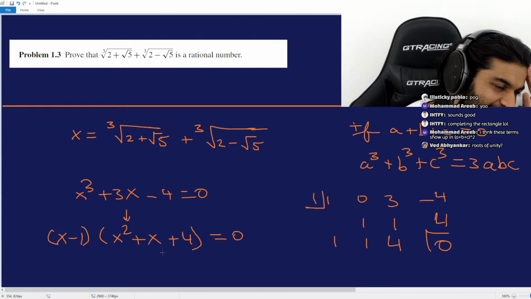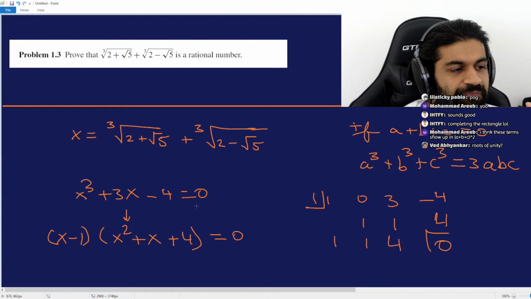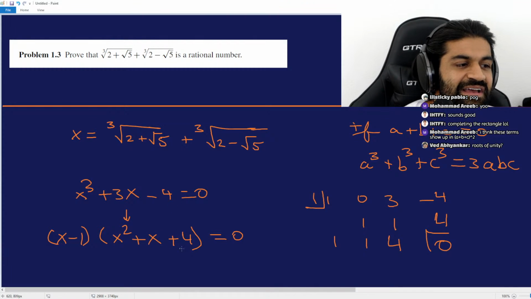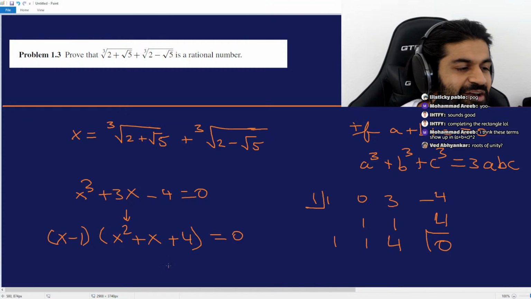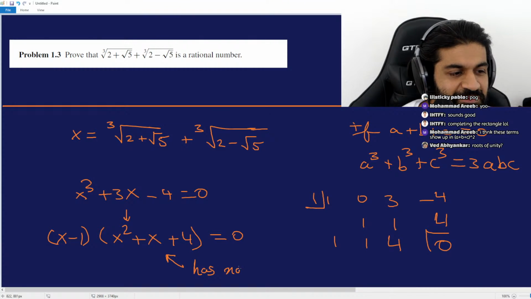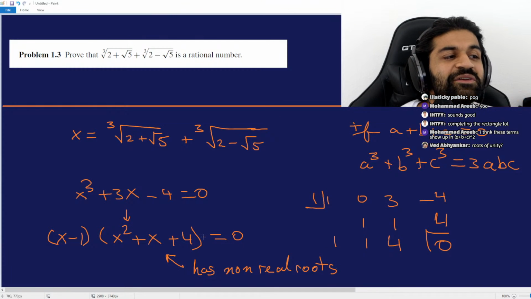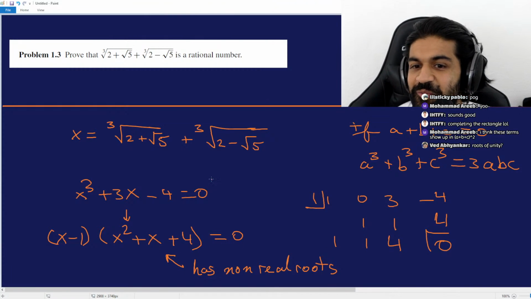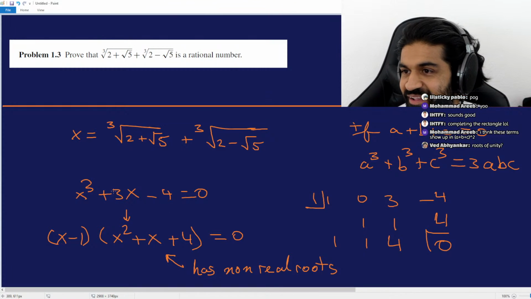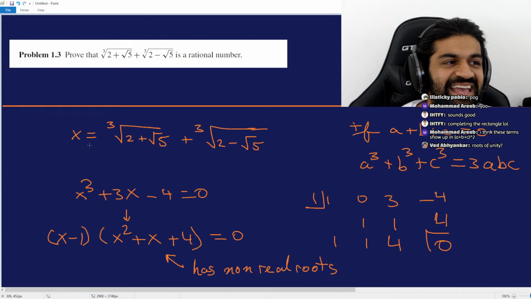Well, if you look at the discriminant of this quadratic, b squared minus 4ac is going to be negative. So this quadratic only has complex roots. So this thing has complex roots, or non-real roots, I should say. So the only real root of this polynomial is in fact 1. 1 is the only real root of this polynomial.